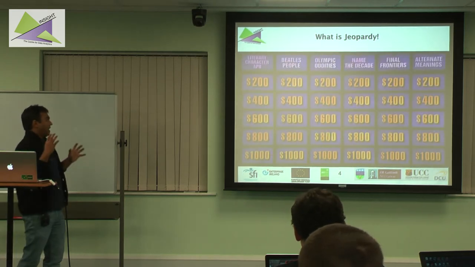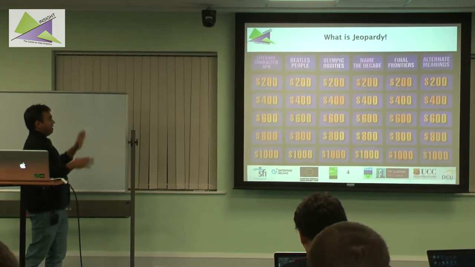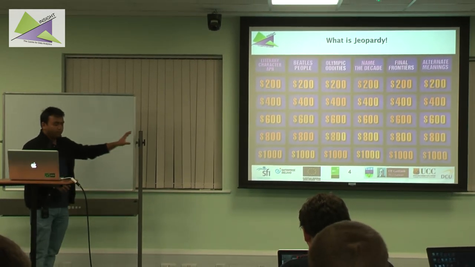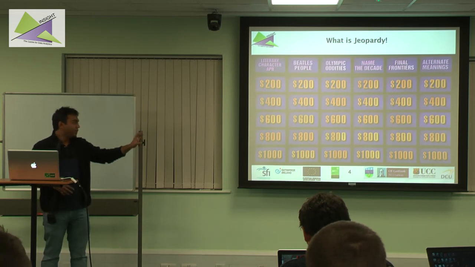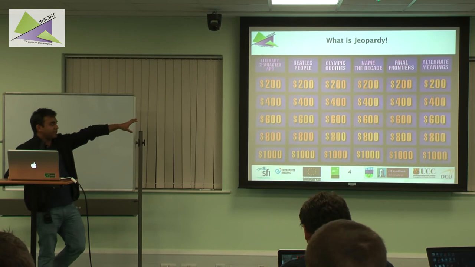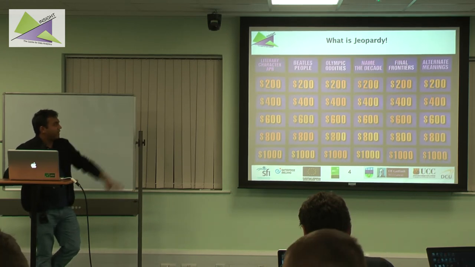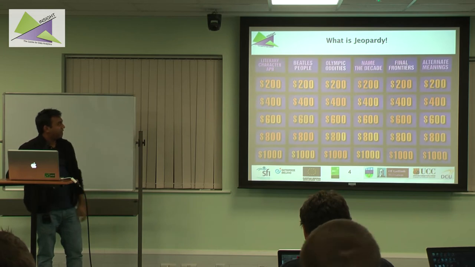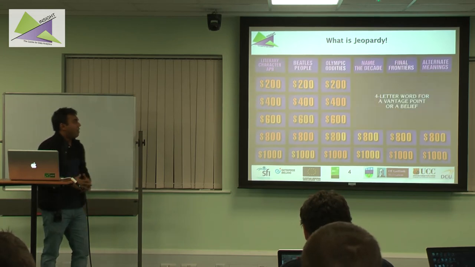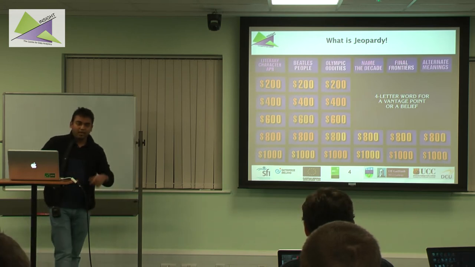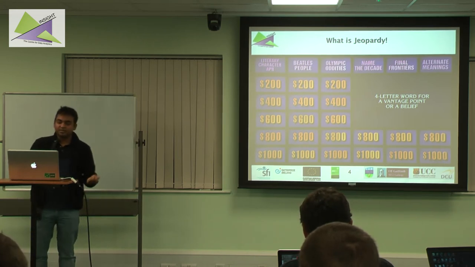It has different categories. Here is one picture of the Jeopardy game you can see. There are plenty of videos on YouTube, which you can watch as well. There are different categories that the contestant has to choose from. For example, you say Final Frontier, and you can choose the difficulty level of the question. For example, a $400 question is: 4-letter word for vantage point or a belief. Then you have to press the button and give the answer.